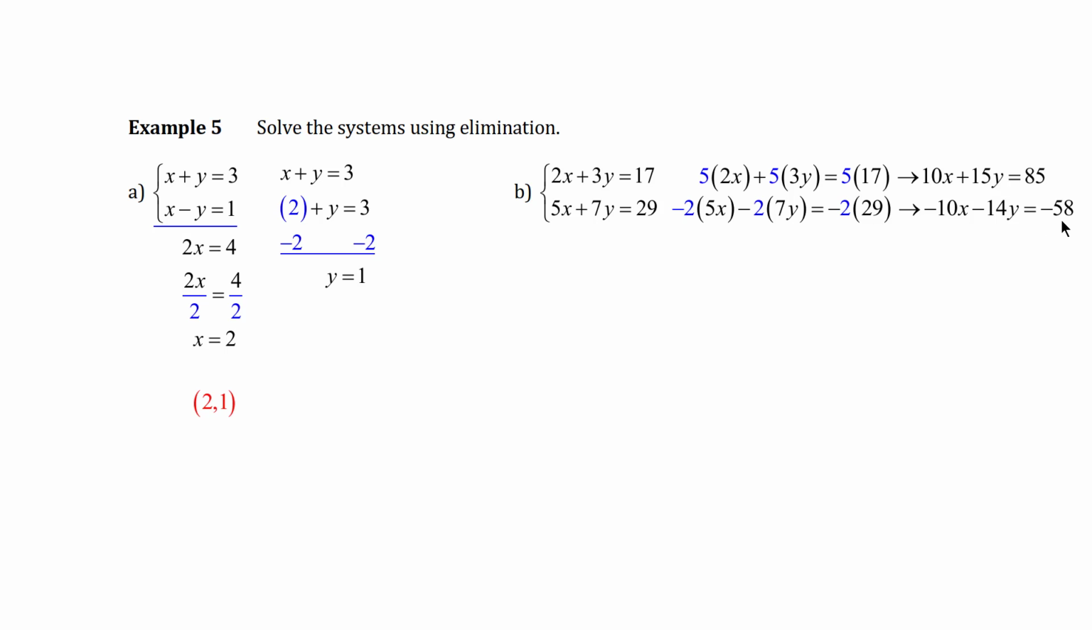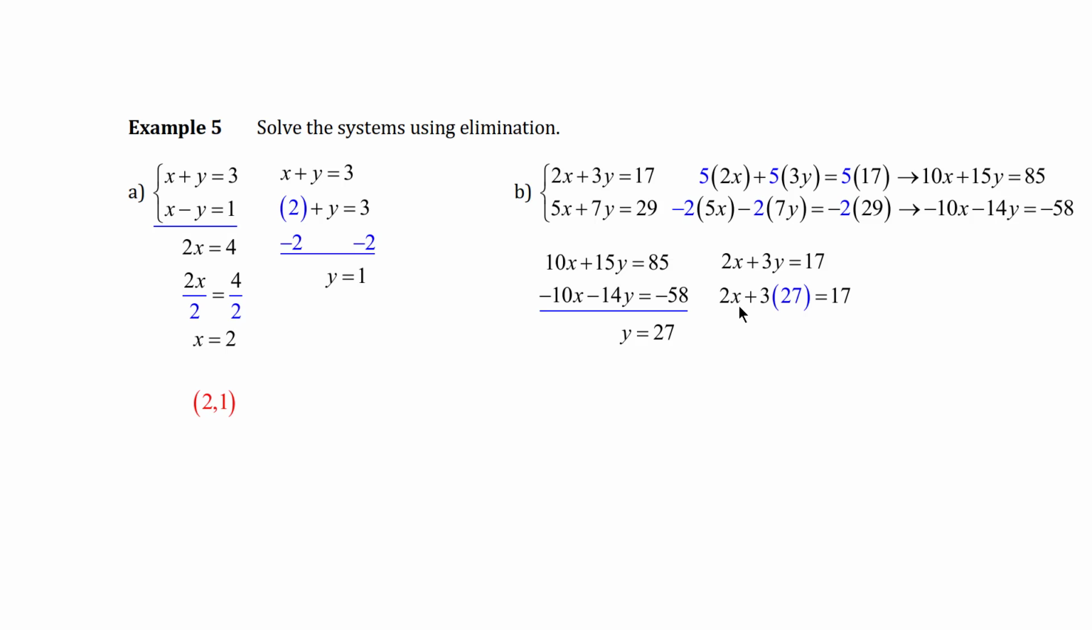The next step is eliminating the x variable by adding together both equations. Simplifying the left-hand side, the 10x and the minus 10x cancel out. The 15y minus 14y gives us 1y. On the right-hand side, 85 minus 58 is 27. The result is y equals 27. From here, I chose to substitute my value for y into the top equation, 2x plus 3y equals 17.